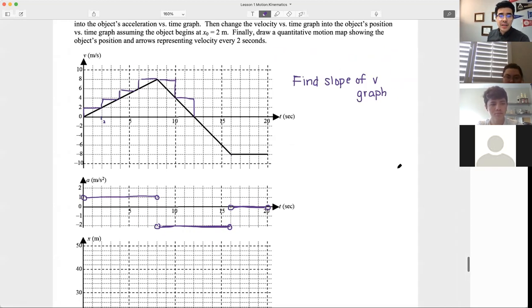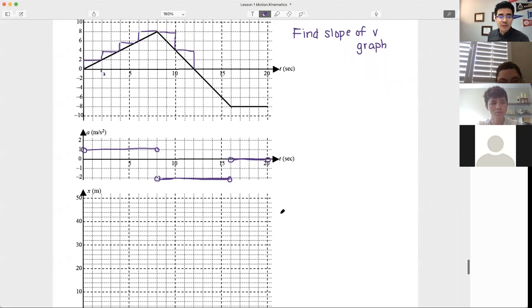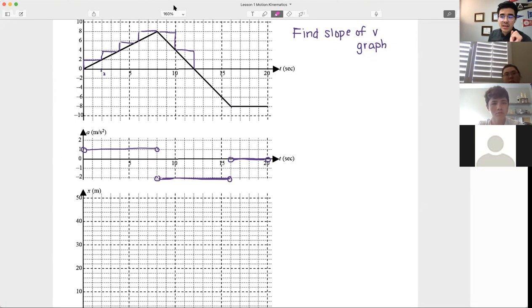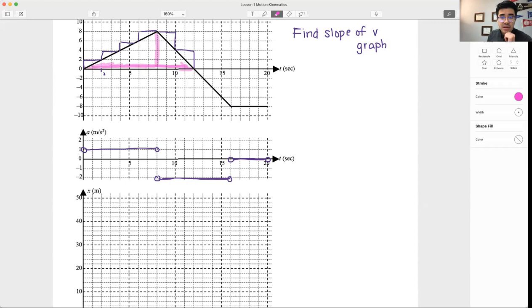So then how do we go the other way? They want us to find the position graph. How do we find the position graph based off of the velocity graph? You find the area. Let's find the area under the curve. And here we have to keep in mind positive and negative area. The area from here to here is just going to be a big triangle, right? What are the dimensions of this triangle? It's over 12, and it's up 8.